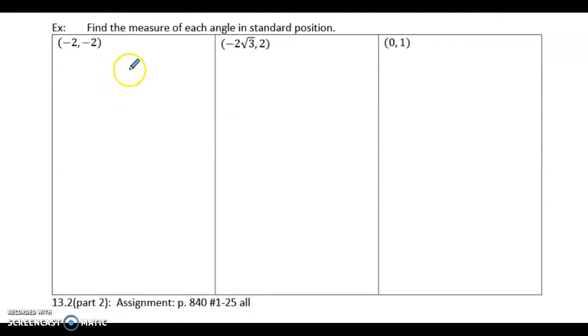All right, so what's happening here is we're given a coordinate. We're given the coordinate -2, -2. Okay, and we want to make this an angle, and think of it in standard position like what we talked about yesterday. So we want to know how many degrees this angle is.